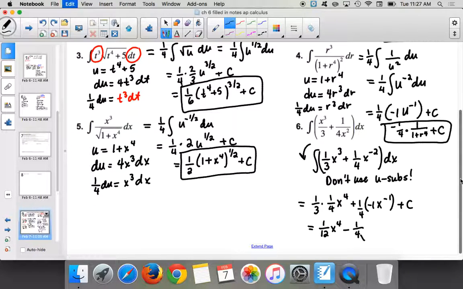Where'd you get the 1/3 times 1/4? When I was integrating, I added 1 to the power, and then did 1/4 out front, right? If I'm integrating x cubed, right? All right, and that's our answer. So know when you use it, know when you don't.